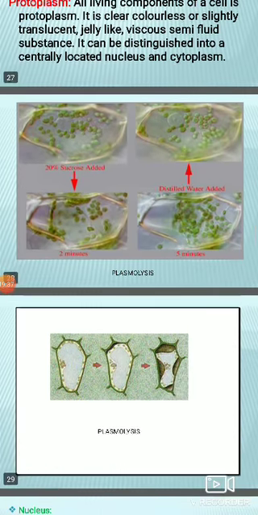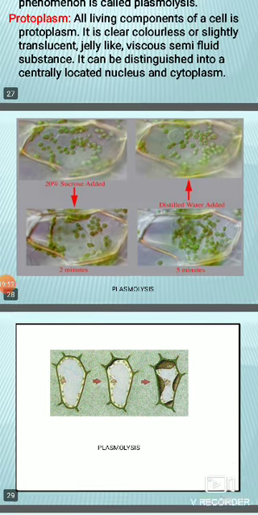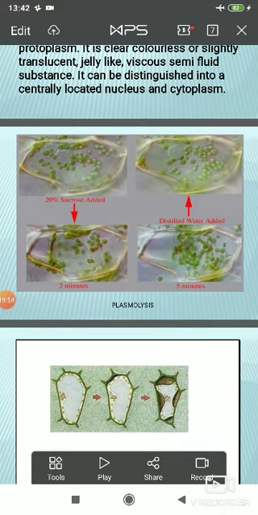This is how plasmolysis is taking place. It is the figure showing that when plasmolysis takes place, the cell shrinks, and the cell membrane moves away from the cell wall. Okay, this is plasmolysis. So this is all about today's.